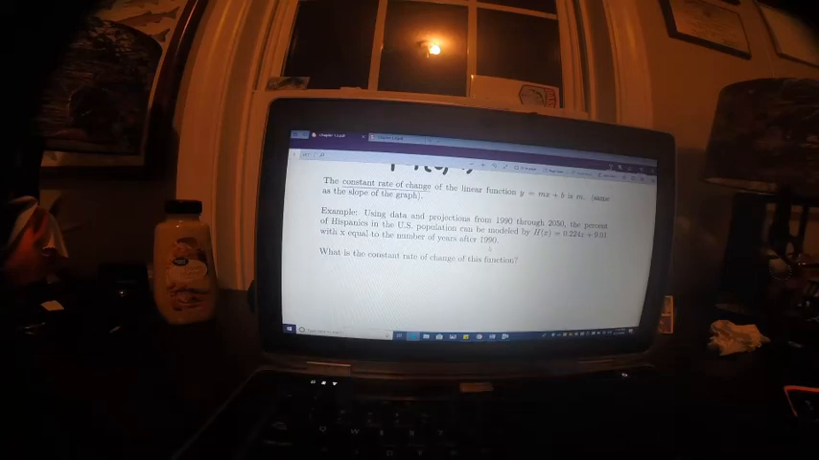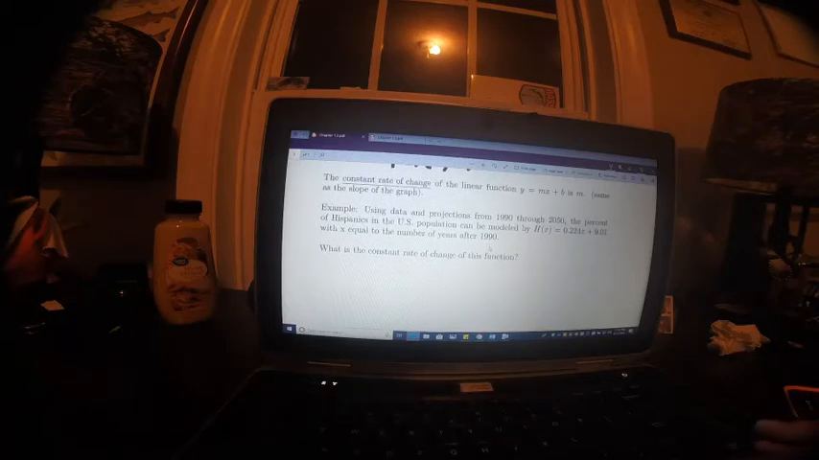So here in this example, it says, using data and projections from 1990 through 2050, the percent of Hispanics in the U.S. population can be modeled by this function, h of x equals 0.224x plus 9.01, with x equal to the number of years after 1990. What is the constant rate of change of this function?